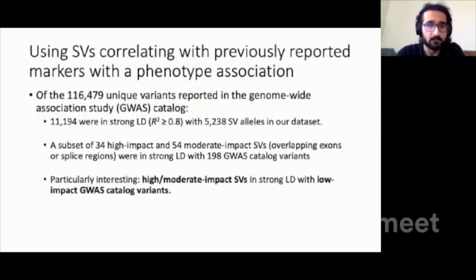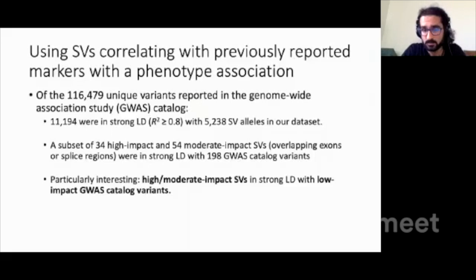However, there are other approaches to finding such associations, and one would be to correlate the SVs with previously reported markers such as the GWAS catalog markers. Out of the 116,000 GWAS catalog markers, 11,194 of them were in strong LD with the 5,238 SVs in our data set, and a subset of 34 high impact and 54 moderate impact SVs were more interesting. They were overlapping exons or spliced regions, so there's a higher likelihood that they actually have a function. And they were in strong LD with about 200 GWAS catalog variants.